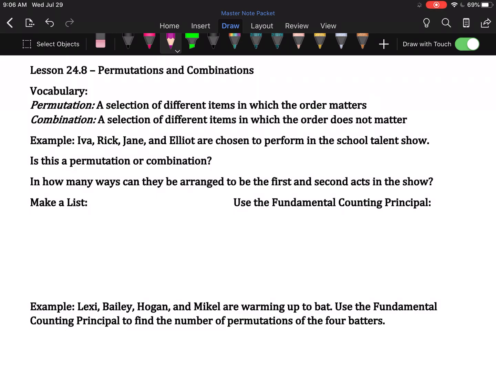So things that would be permutations would be like, if 12 people run a race and I'm asking how many ways could we have first, second, and third place picked. That's a permutation because being first is different from being second is different from being third.